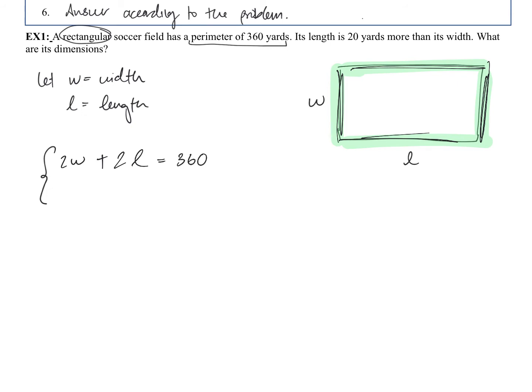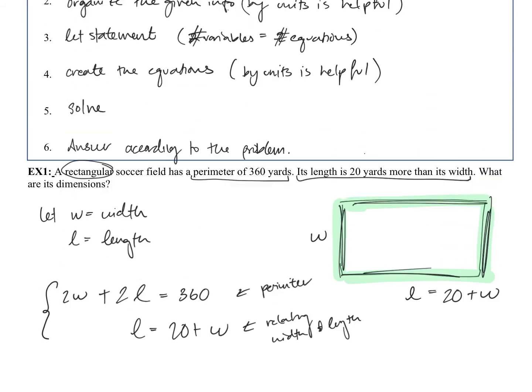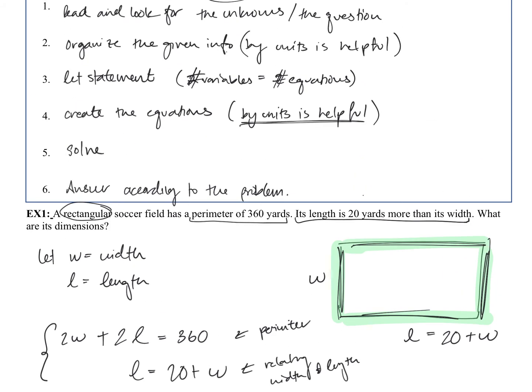What else do we know? Well, we know that the length is 20 yards more than the width. So the length is supposed to equal 20 yards plus the width. Alright, and there's our other equation. So L equals 20 plus W. And there we have our system. So this was written in terms of the perimeter, and that was in terms of relating the width and the length. Doesn't always stick by units, which is once again why I said it's helpful. Doesn't always work, but that's a good way to do it.